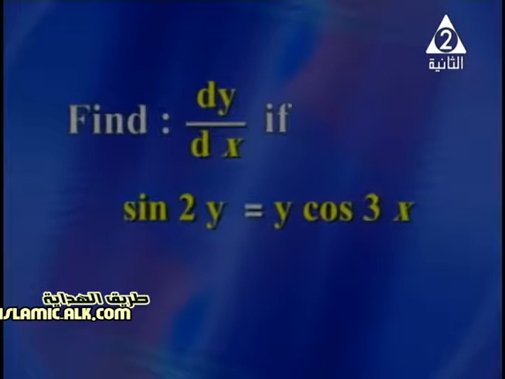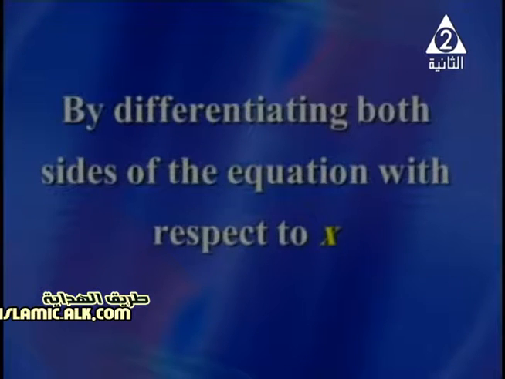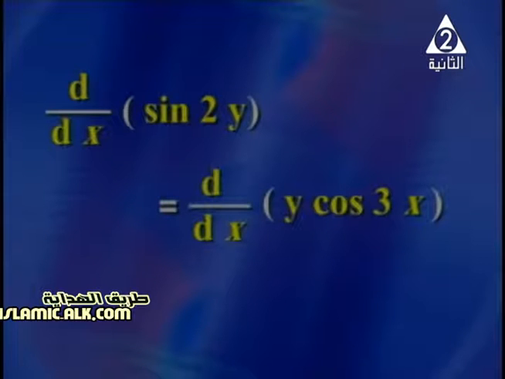Find dy over dx if sine 2y equals y cosine 3x. Remember, dear student, sine 2y on the left-hand side, y cosine 3x on the right-hand side. What is required? Find dy over dx. Look at the solution. Take the derivative of both sides of the equation with respect to x: d over dx of the left-hand side equals d over dx of the right-hand side.